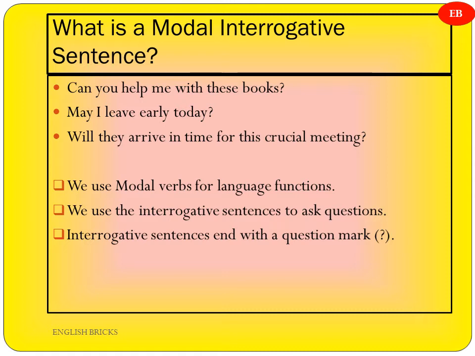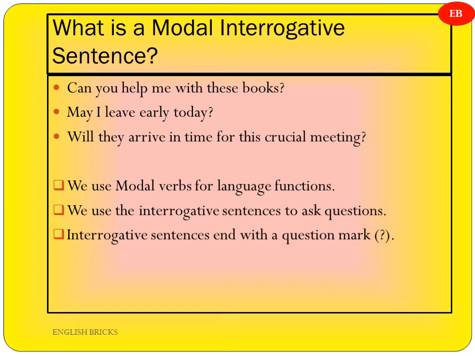Now, let's look at the examples that are there in front of you. Can you help me with these books? Now, which is the modal verb here? Yes, it's can. May I leave early today? So, what is the modal verb here? Exactly, it's may. Will they arrive in time for this crucial meeting? Which is the modal auxiliary verb here? It's will. Beautiful. So, you see, can, may, will, would, shall, should, could, might, all these are modal auxiliary verbs, and using them we are framing or forming interrogative sentences.